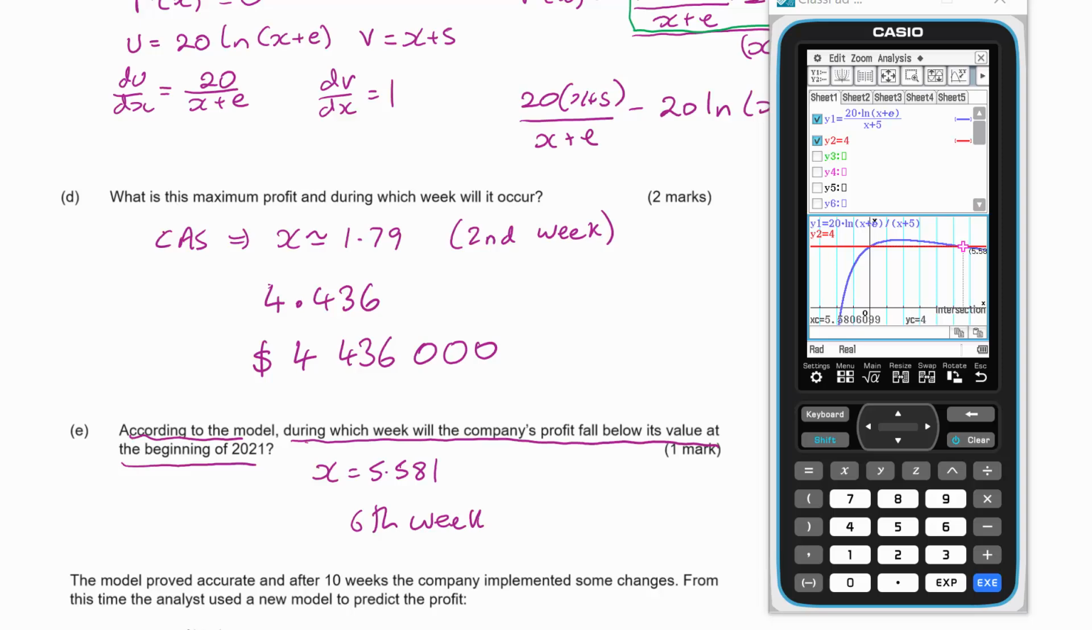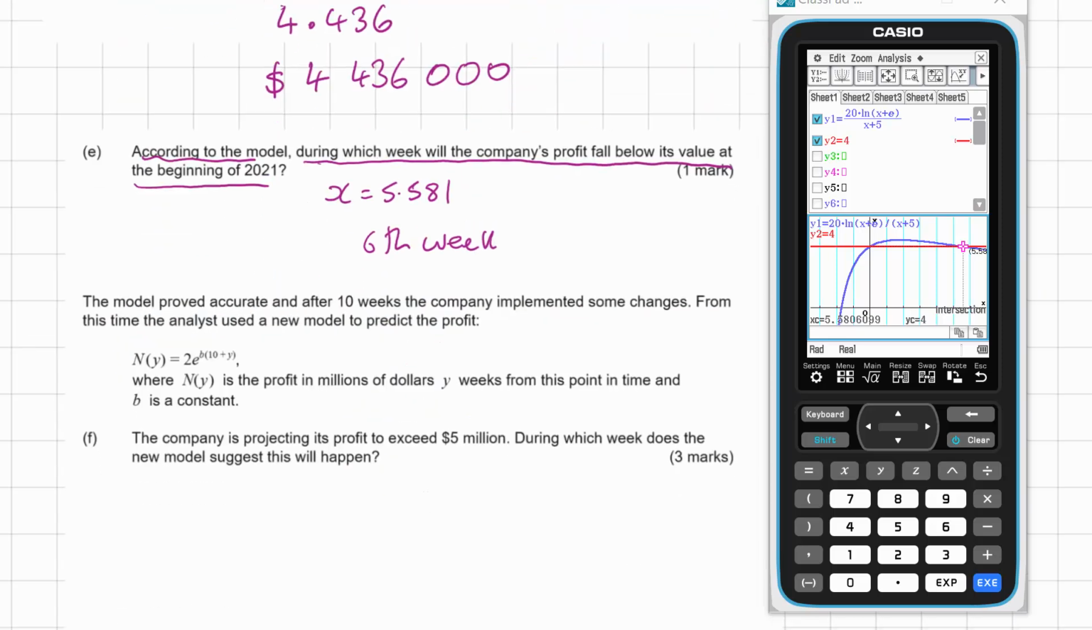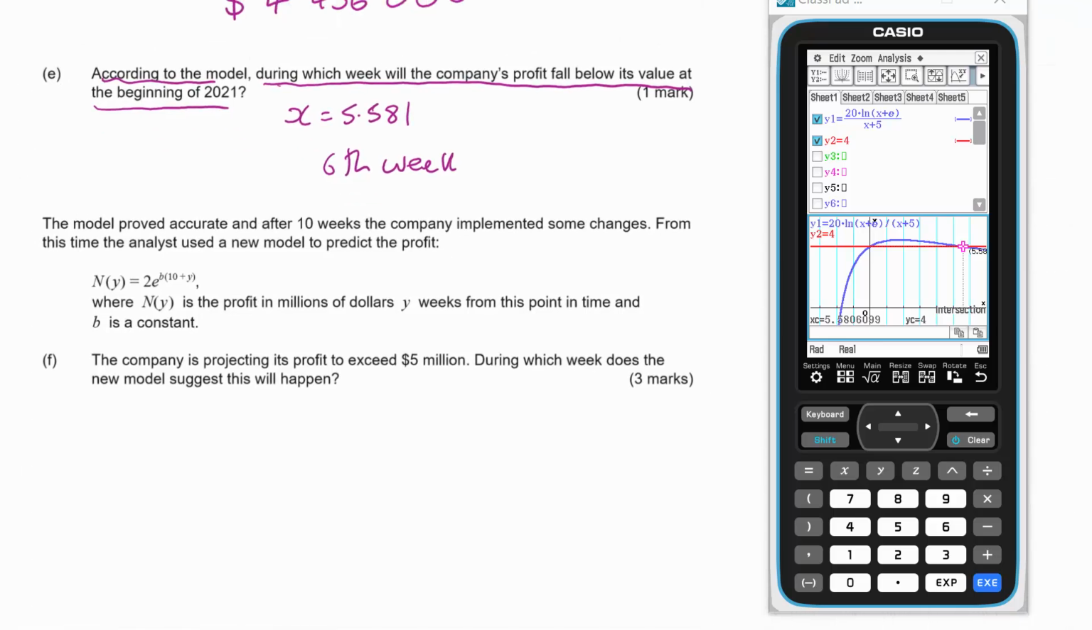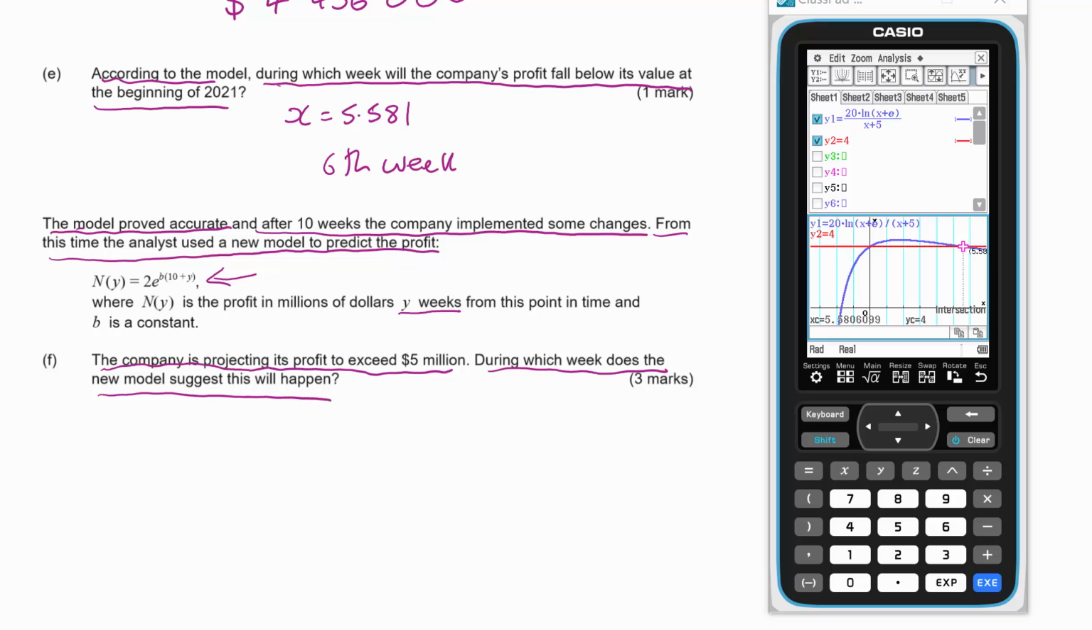So what are we now told? The model proved accurate, and after 10 weeks the company implemented some changes. From this time the analyst used a new model to predict the profit, and that model is just here. Note that again the y this time is in weeks, but it's in weeks from this point. The company is projecting its profit to exceed 5 million. During which week does the new model suggest this will happen?